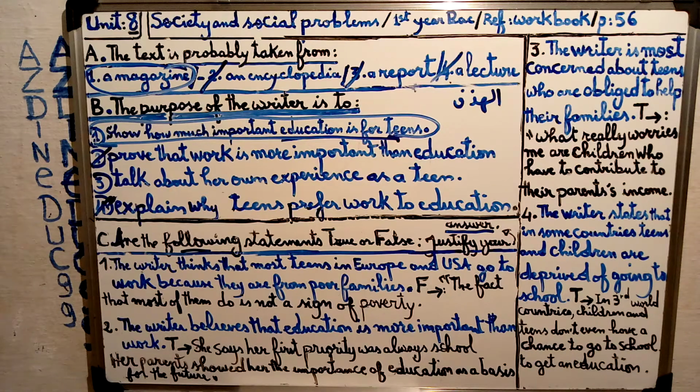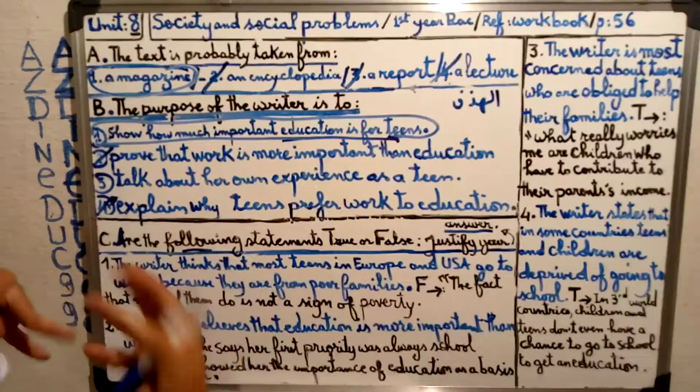Now we move to part C. The following statements are true or false. Justify your answer. Okay, number one: the writer thinks most teens in Europe and USA go to work because they are from poor families. No, that's not right. It's false.